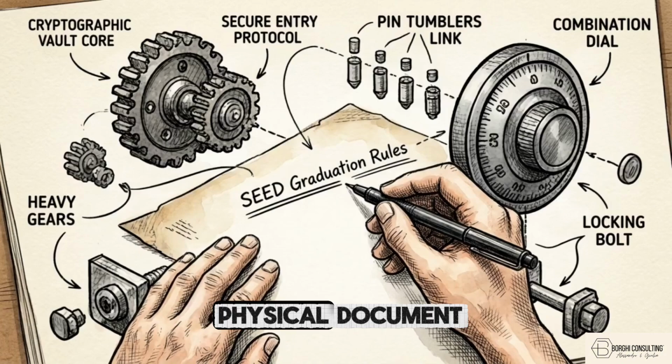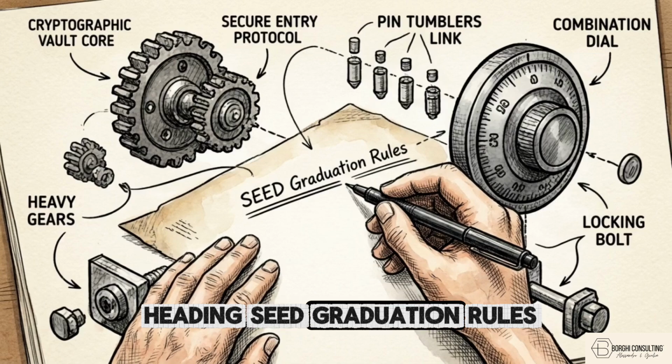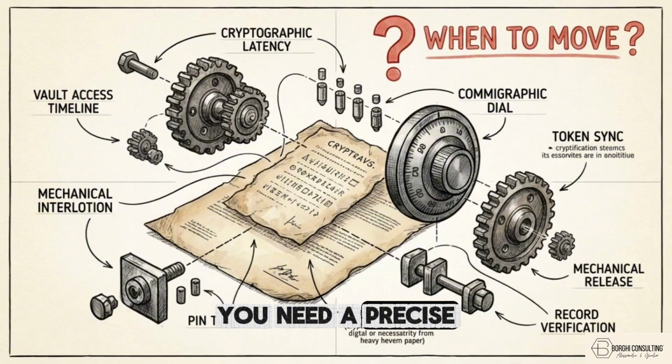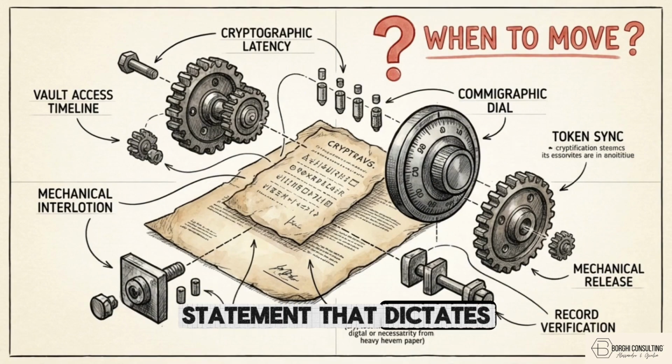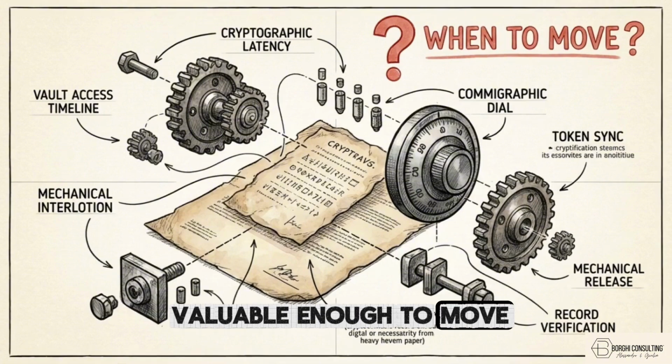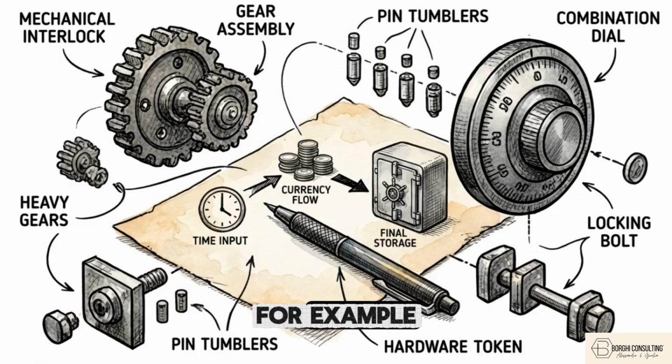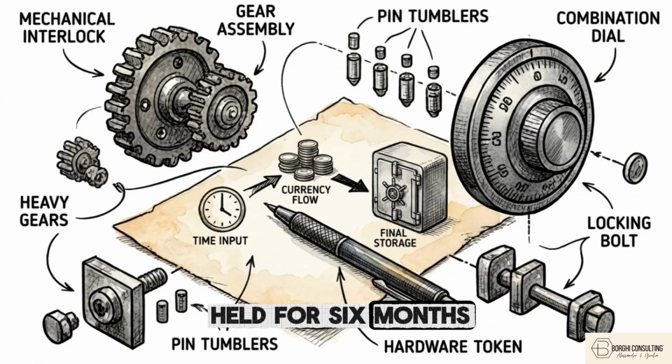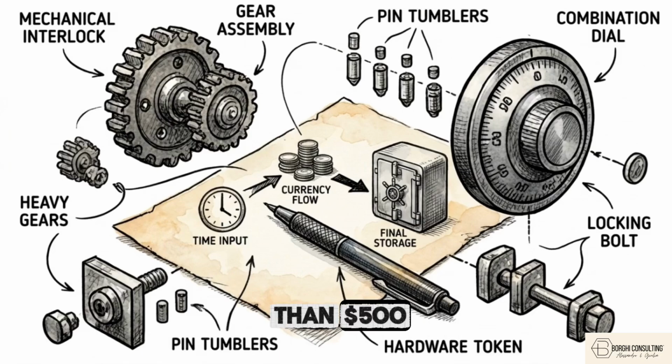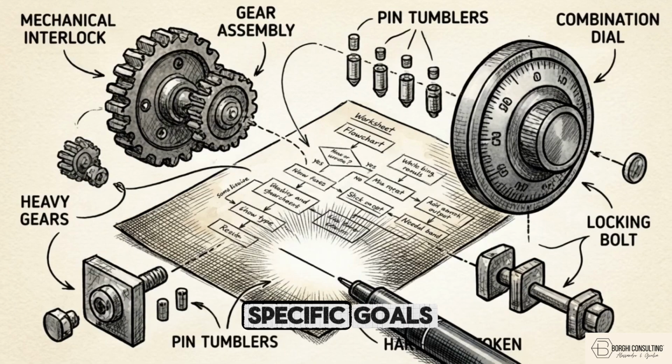Let's start drafting your physical document. At the top of your paper, write the heading, Seed Graduation Rules. You need a precise if-then statement that dictates when an asset is valuable enough to move to cold storage. For example, if my position is held for 6 months and is worth more than $500, I will move it to the seed block. Write your own rule now, based on your specific goals.